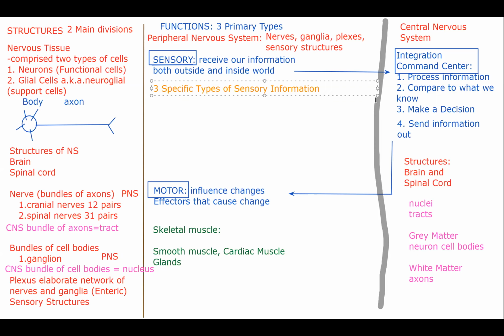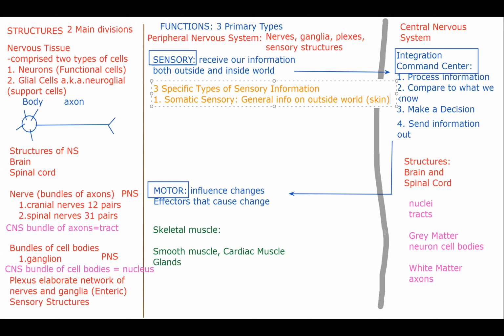That we need to be able to talk about. The first of these is what we call our somatic sensory. Somatic sensory is basically general information on the outside world, right? These are the things that we often and mostly associate with the skin.